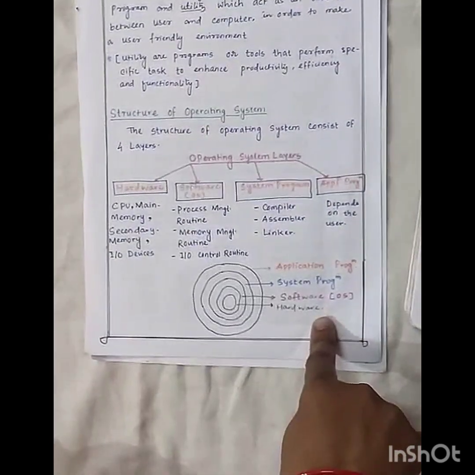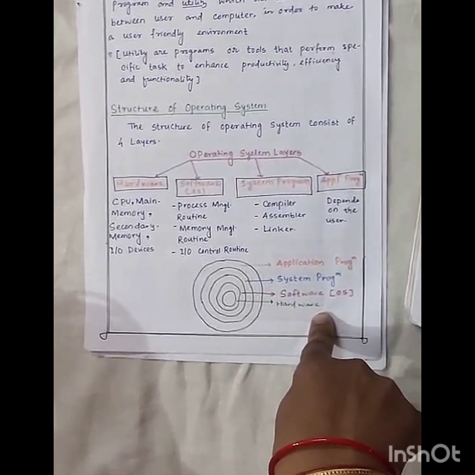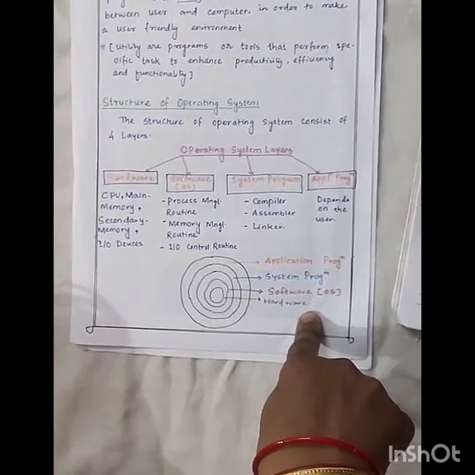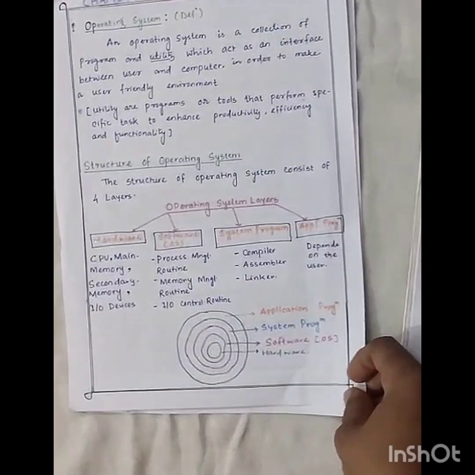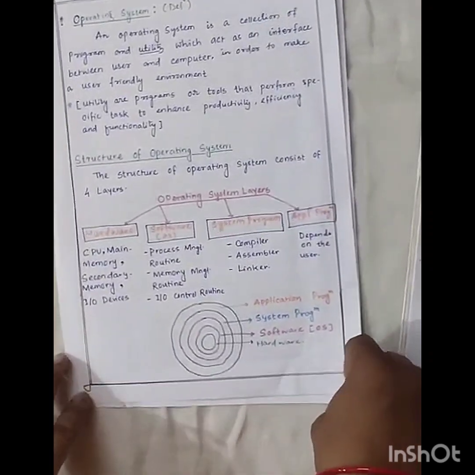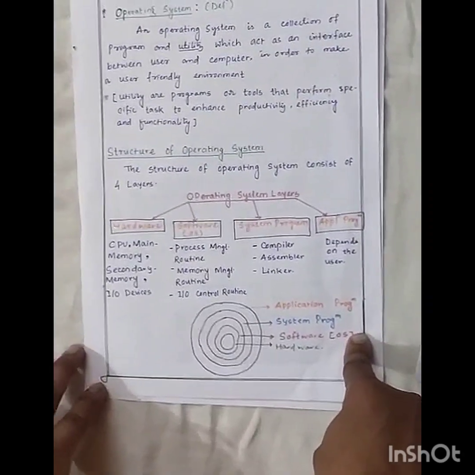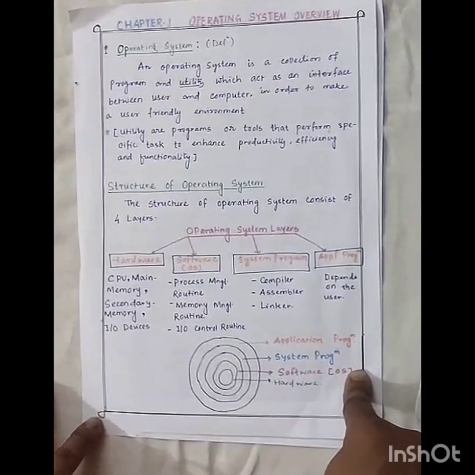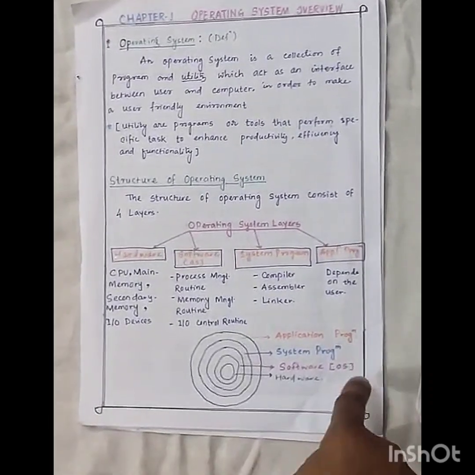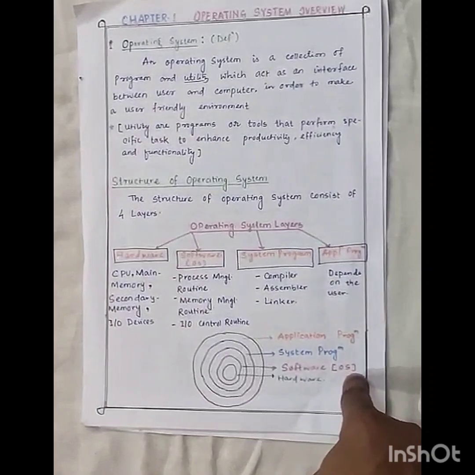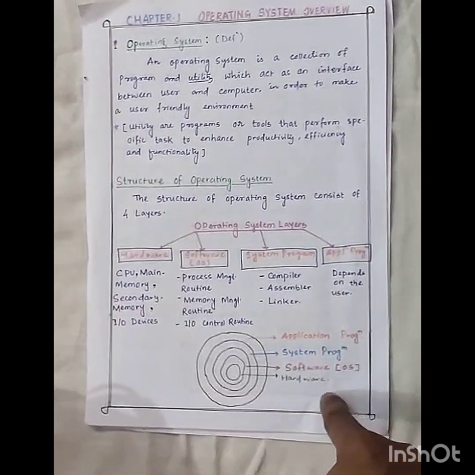In the hardware layer, the hardware consists of the CPU, main memory, secondary memory, and IO devices like keyboard, mouse, etc. Above this hardware layer is the software layer, the operating system layer, which consists of different routines, or sets of programs or instructions, like the process management routine, memory management routine, IO control routine, and protection control routine. These are the different routines inside the operating system. So this acts as an interface between the outside user and the hardware.